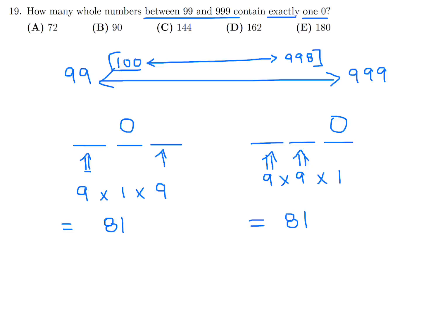So you have to now add these up. 81 plus 81. And this gives you 162. So number 19, the answer is D.